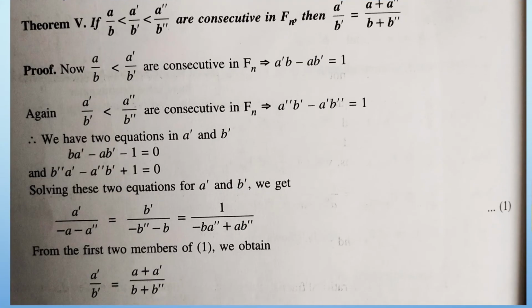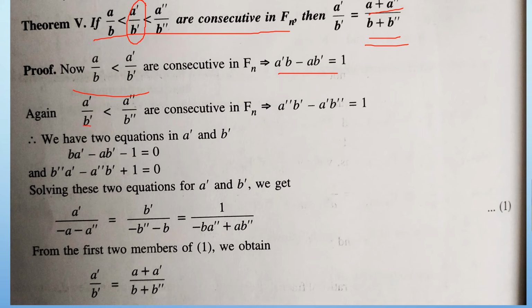Another is theorem number 5. If there are consecutive fractions in Fn, then this middle fraction must be equal to the sum of their numerators over the sum of their denominators. Since if these are two consecutive fractions, then we have the result as discussed in the previous theorem, a dash b minus a b dash is equal to 1.